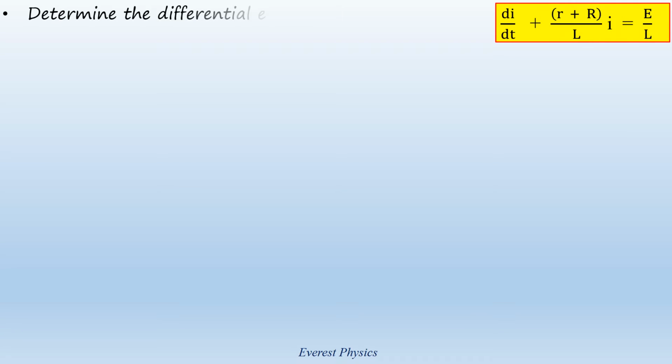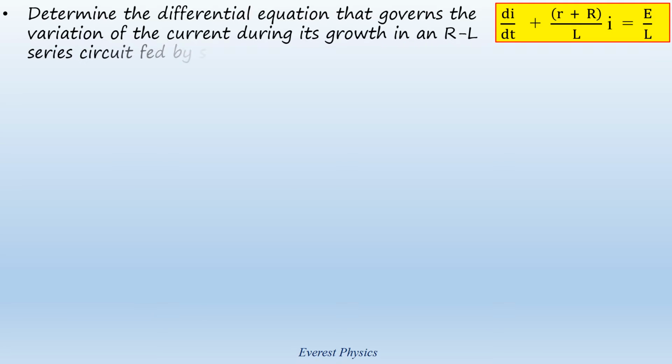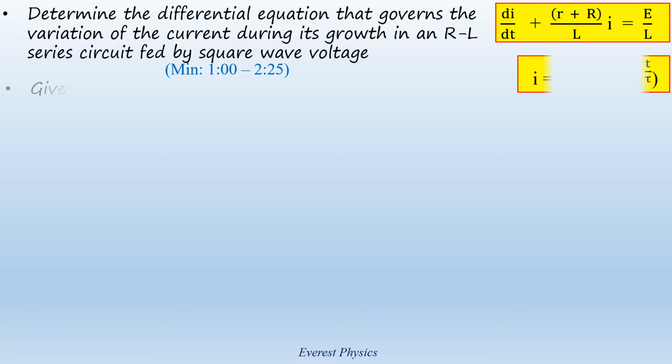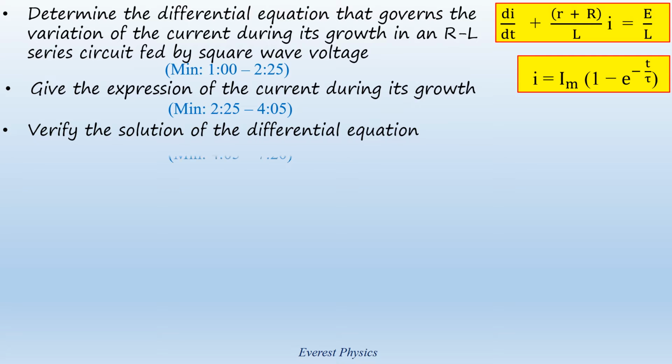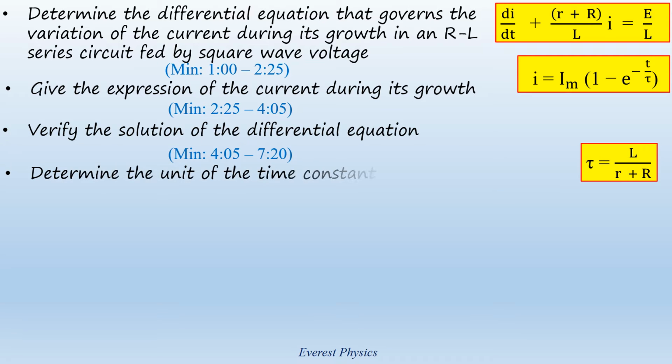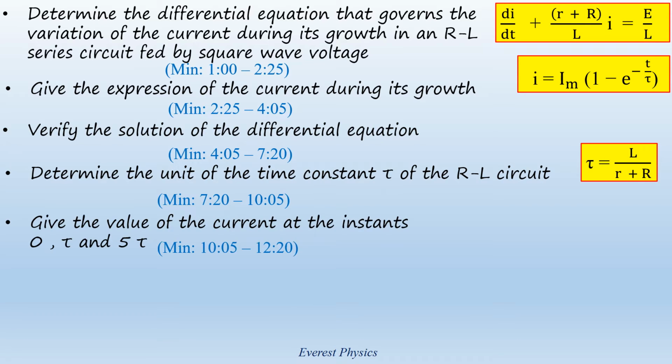In this video, we are going to determine the differential equation that governs the variation of the current during its growth in an RL series circuit fed by square wave voltage, give the expression of the current during its growth, verify the solution of the differential equation, determine the unit of the time constant tau of the RL circuit, give the value of the current at the instants 0, tau, and 5 tau.